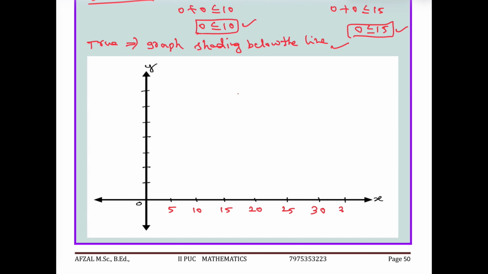Next, integration of x cube into log x dx. Integral x cube into log x dx. This is in the form of integration by parts. We have to use this formula, and we have to decide which is the first function and which is the second function. That depends upon the ILATE condition. ILATE means I is inverse trigonometry, L is logarithmic, A is algebraic, T is trigonometry, E is exponential.